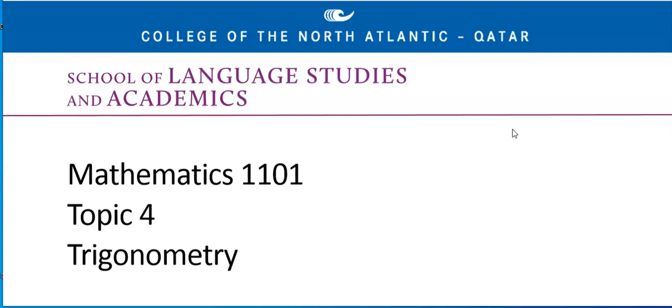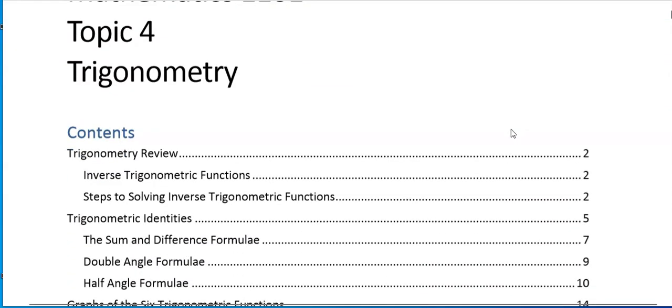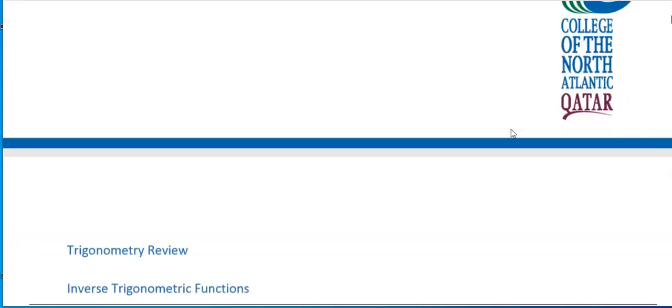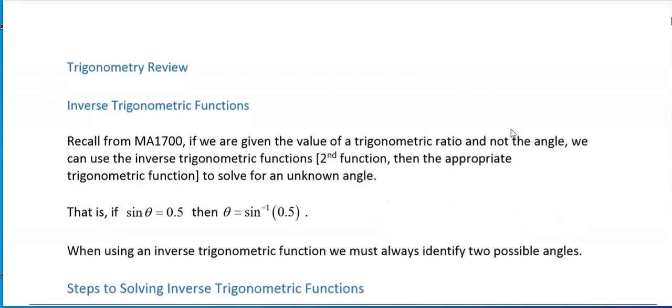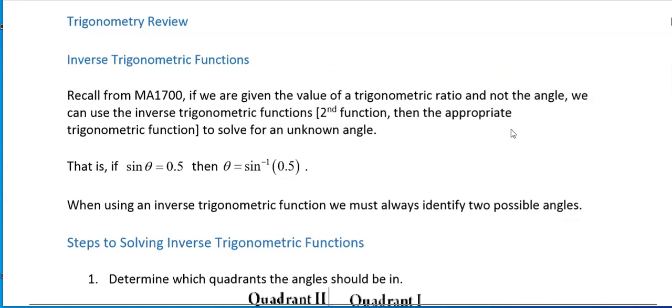For example, in Mathematics 1700, you learned how to solve for missing sides and missing angles in right triangles, but also in non-right triangles, what we call oblique triangles, using the law of sines and the law of cosines. What we're going to do in this lesson right now is just a review of something that you did in Mathematics 1700 anyway. And this is solving trigonometric equations using inverse trigonometric functions.